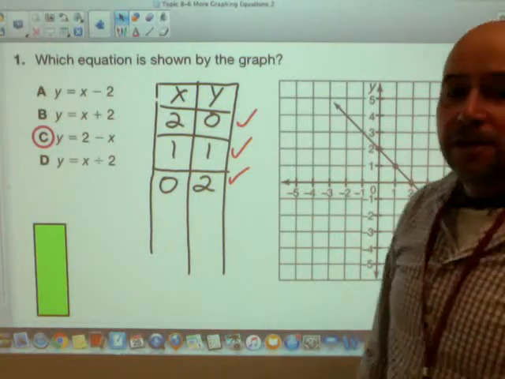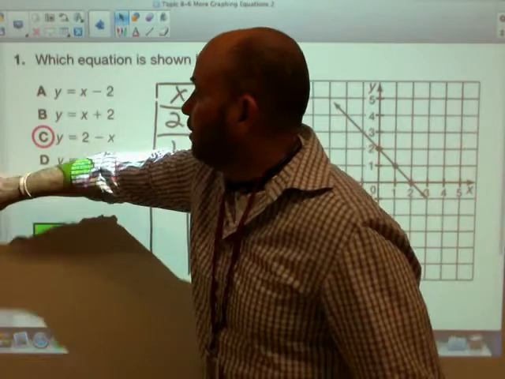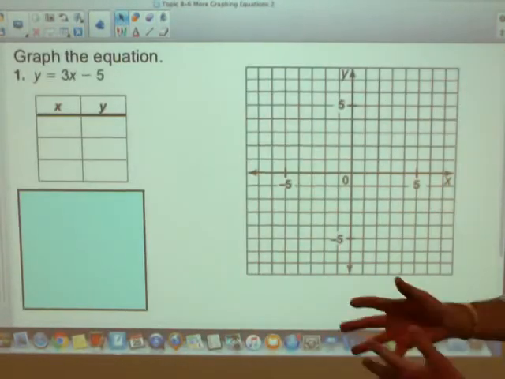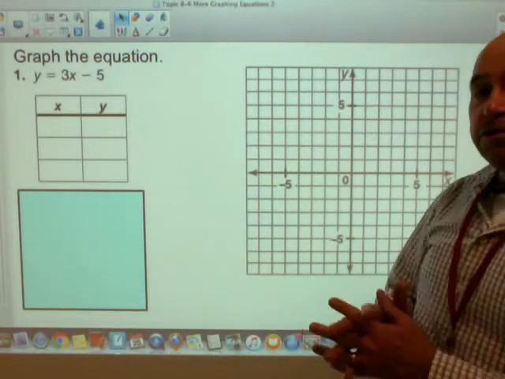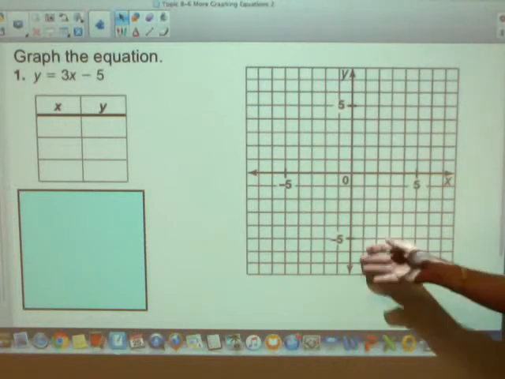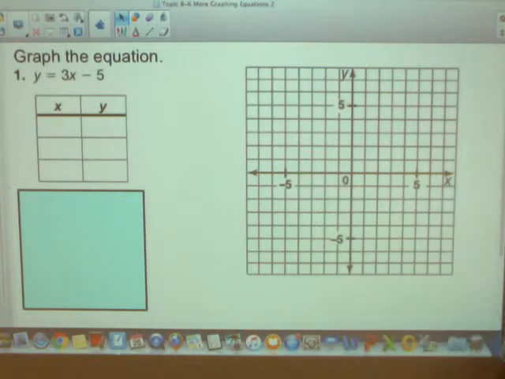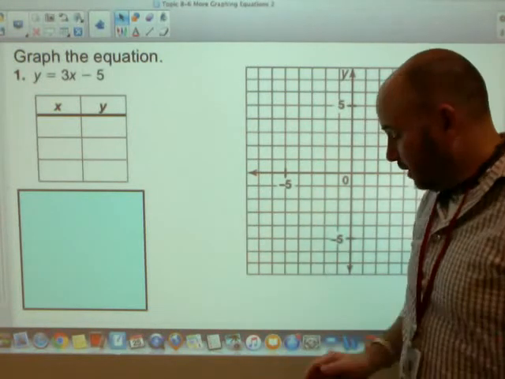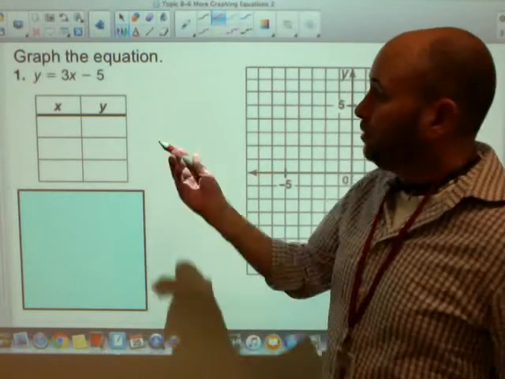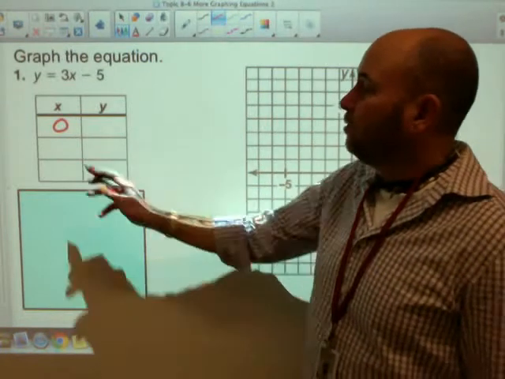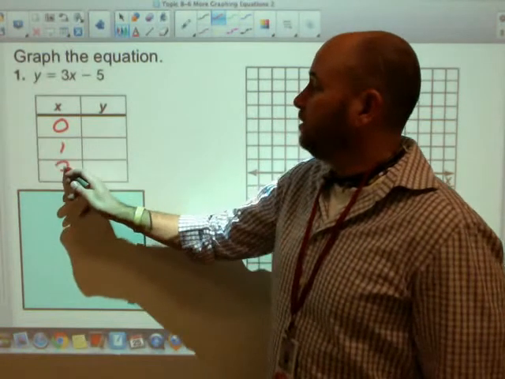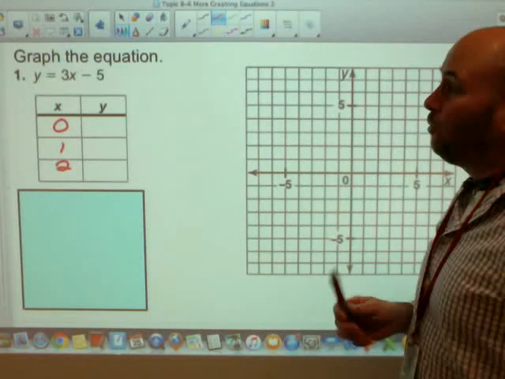All right? So anyways, let's take a look at this question. Graph the equation y equals 3x minus 5. Why don't you pause the video, see if you can plot that, make your own little graph, and see if you can come up with that equation graph. All right, here we go. The first thing you're going to want to do is fill in some values. I'm just going to go with 0, 1, and 2.